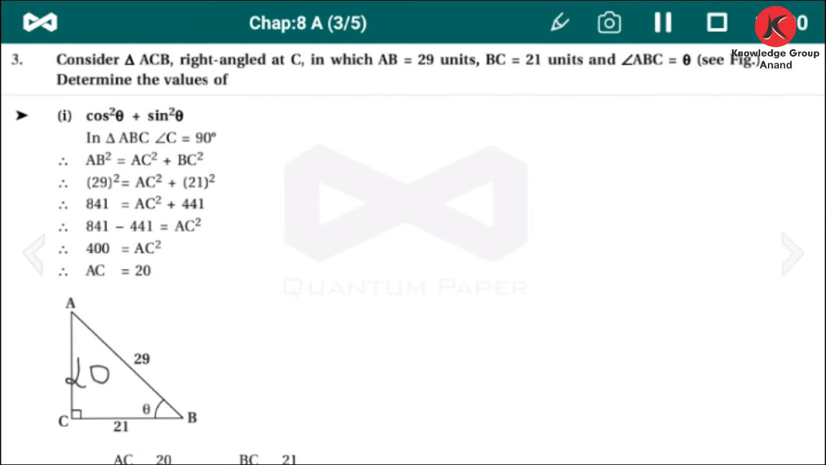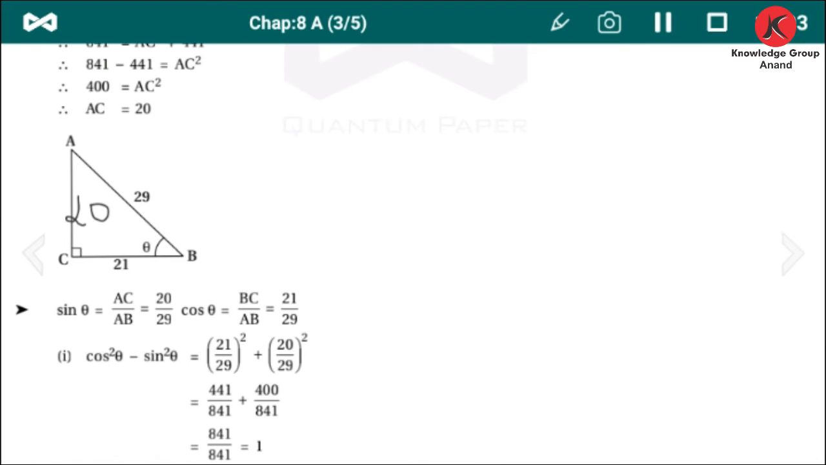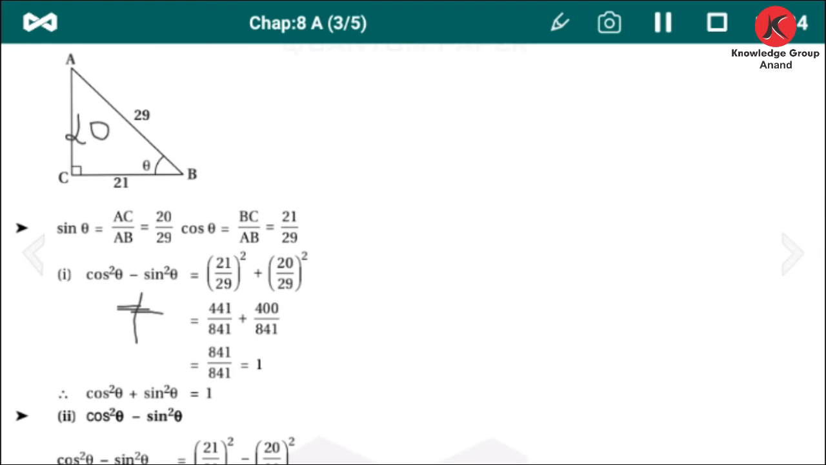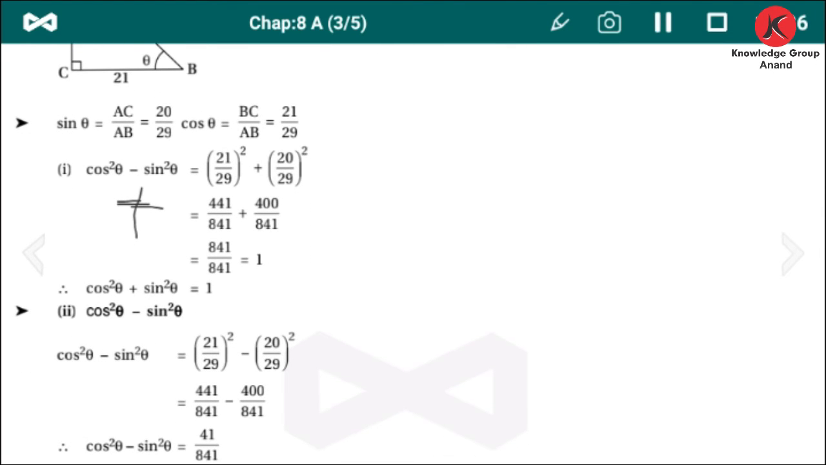Find cos square theta plus sin square theta. Here it is the sum of both, not minus. Cos square theta plus sin square theta is equal to 21 upon 29 whole square plus 20 upon 29 whole square. Then 441 upon 841 plus 400 upon 841 is equal to 841 upon 841 is equal to 1. Then we get cos square plus sin square is equal to 1.